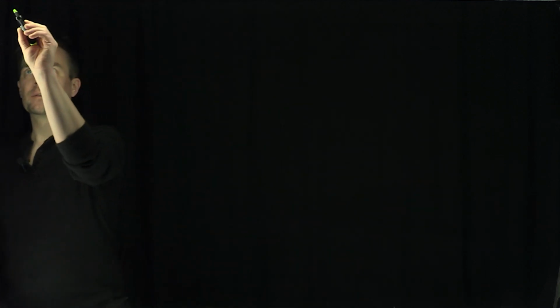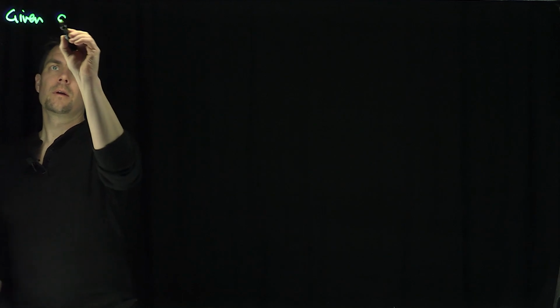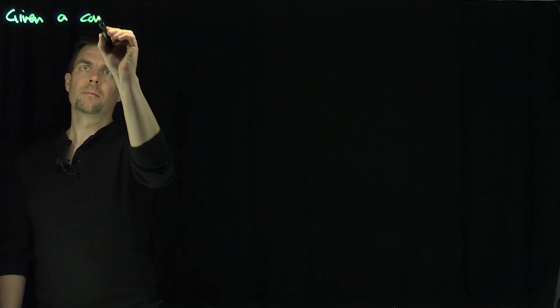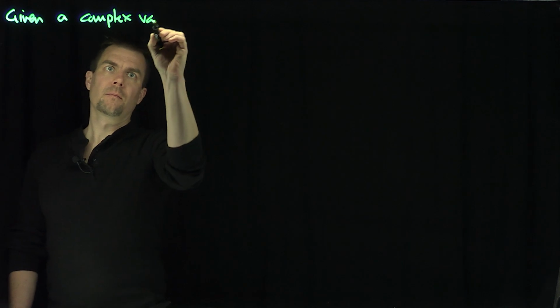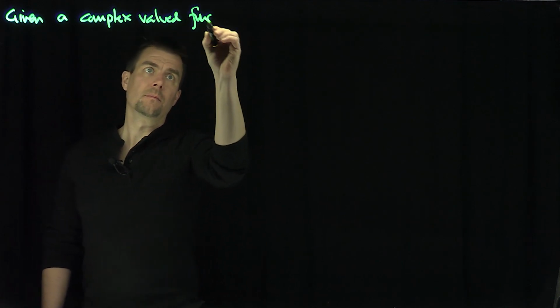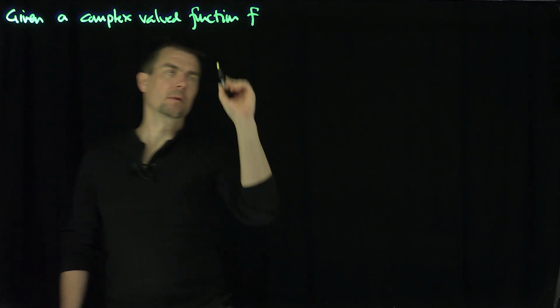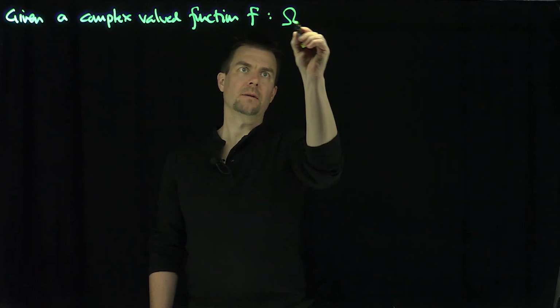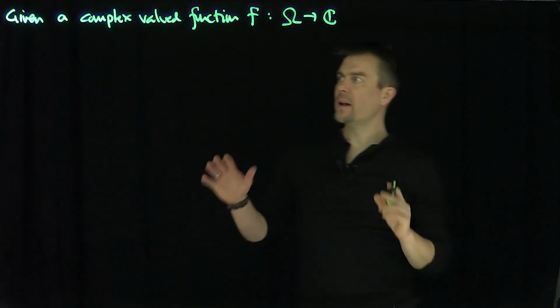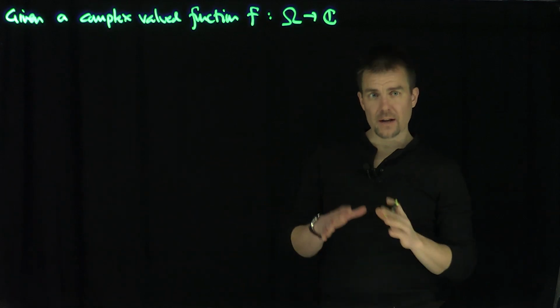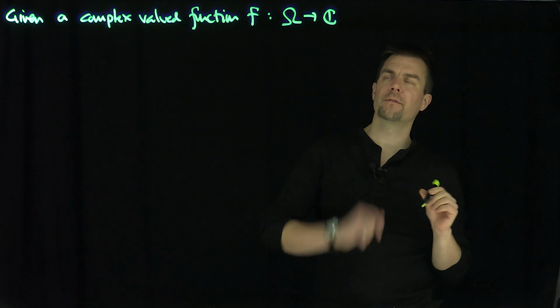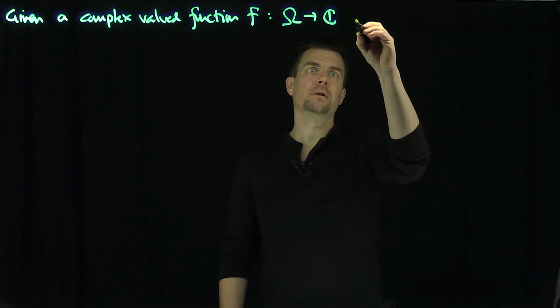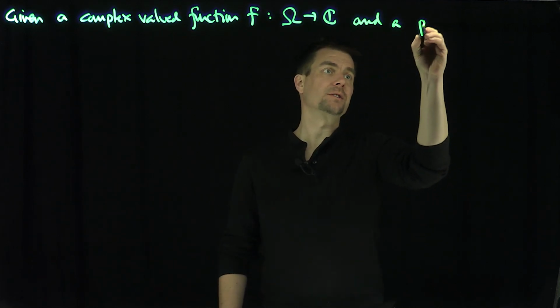Hello students, in this video we'll begin our discussion of how we integrate a complex valued function along a curve parameterizing the complex plane. So let's be given a complex valued function f that maps omega into the complex plane. I'm not going to assume anything about this yet, like holomorphicity or continuity. Let's just say I give a complex valued function and a parameterized complex curve.